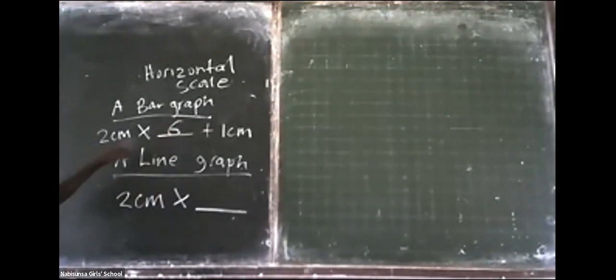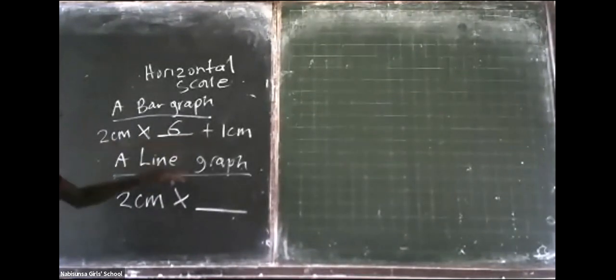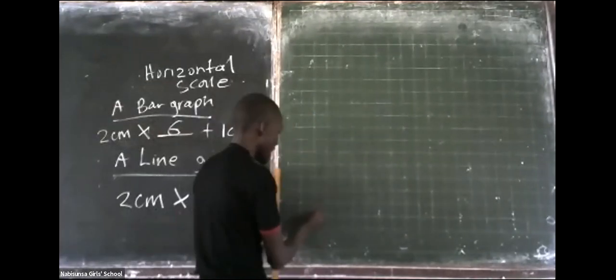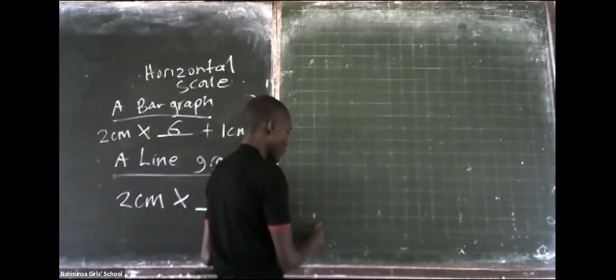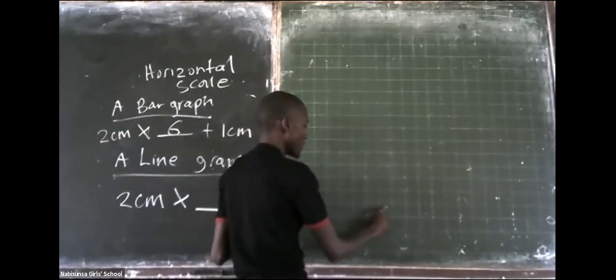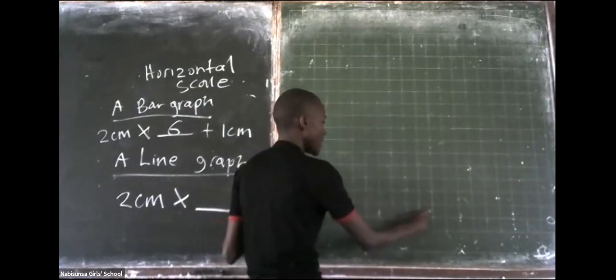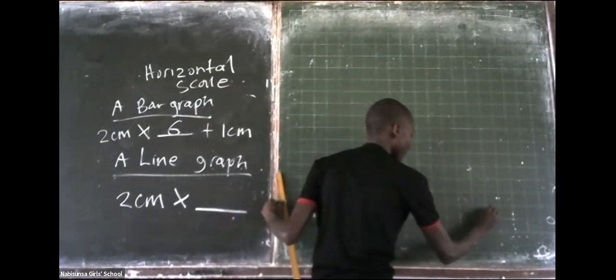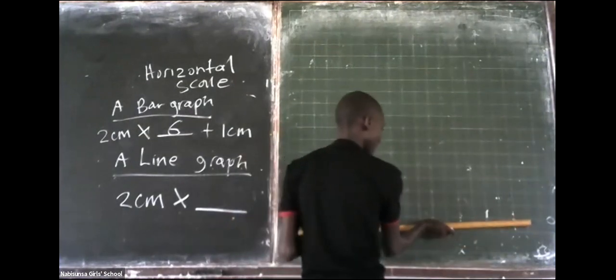So how many centimeters am I going to use here in total? 13. So for me, assuming I'm going to start from here, I'm going to count 1, 2, 3, 4, 5, 6, 7, 8, 9, 10, 11, 12, 13. Then I draw my line here.